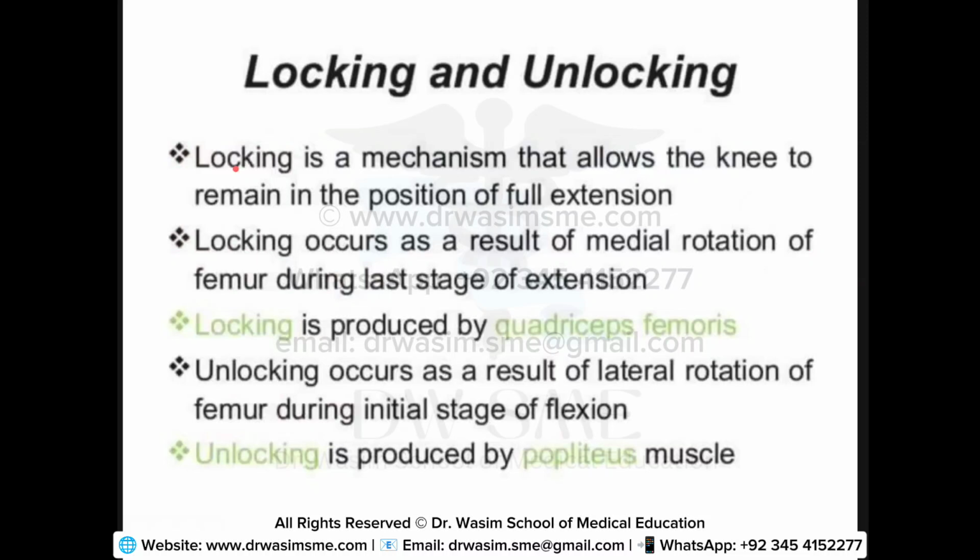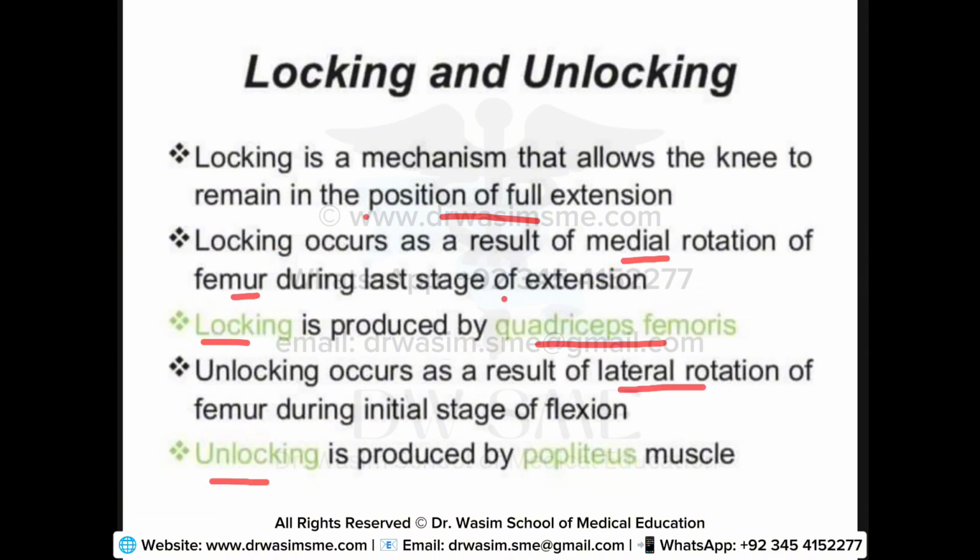So locking and unlocking. It is a mechanism that allows the knee to remain in a position of full extension. Now, locking occurs as a result of the medial rotation of the femur during the late stage of extension. So what you need to remember is which muscle is going to cause locking and which is going to produce unlocking, because these are separately tested. So locking is produced by the quadriceps femoris and unlocking occurs as a result of the lateral rotation.